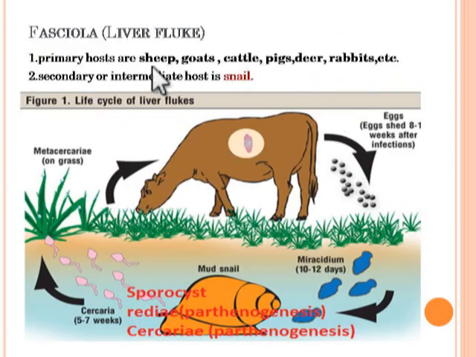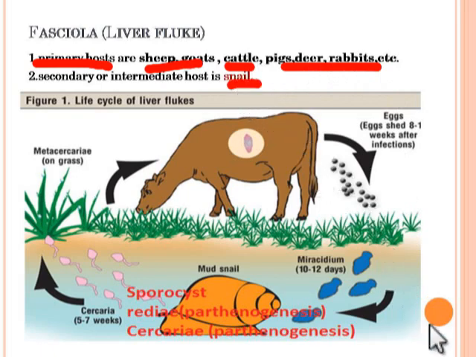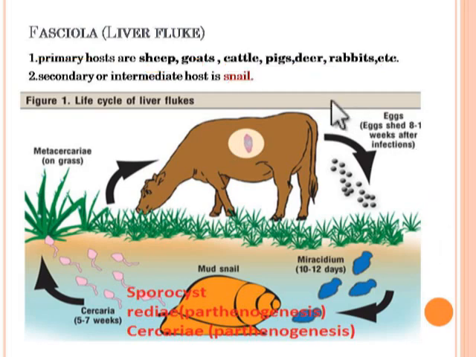And the next one is Fasciola hepatica, that is liver fluke. Here in this session also they can ask the question. You just need to know what are the primary host and secondary host. Here the primary host will be sheep, goat, cattle, pigs, deer, rabbits also. Here the intermediate host is snail. You must be aware of all the larval stages of Fasciola hepatica and which type of larvae is present in the primary and secondary host.